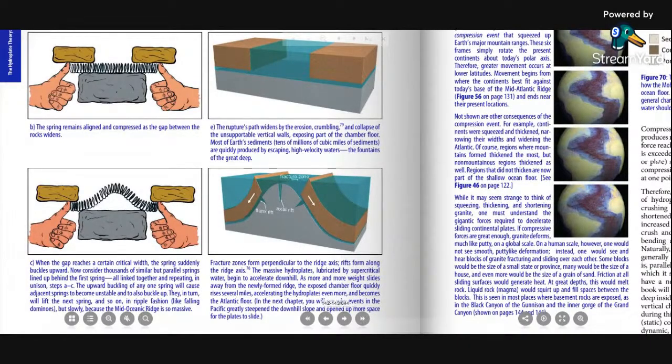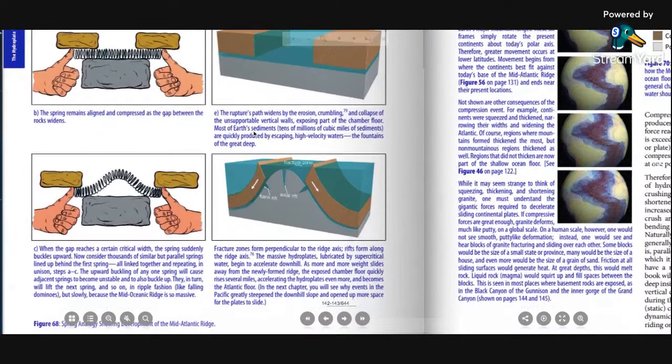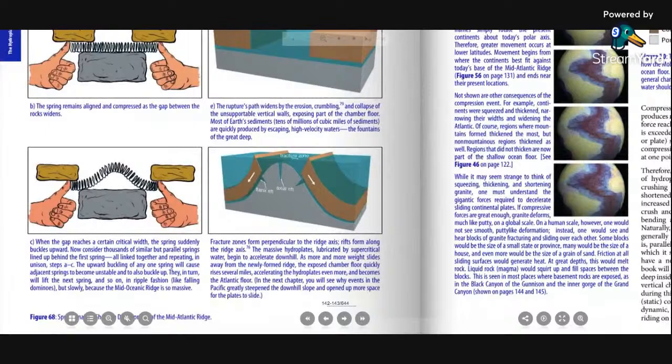Now consider thousands of similar but parallel springs lined up behind the first spring, all linked together and repeating in unison steps A to C. Upward buckling on any one spring will cause adjacent springs to become unstable and to also buckle up. They in turn will lift the next spring and so on in a rippling fashion like falling dominoes, but slowly because the mid-oceanic ridge is so massive.